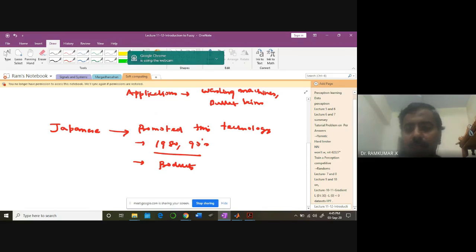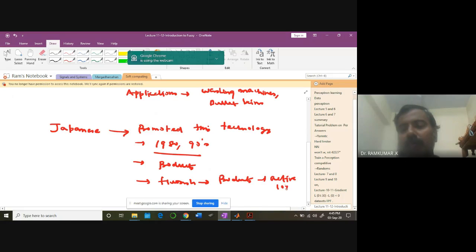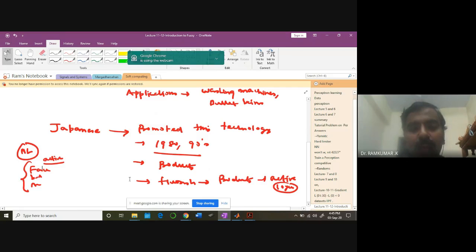Because any technology will flourish with products. For example, the machine learning community has been very active the past 10 years. The reason is all the big giant companies like Facebook, Google, Amazon have adopted machine learning. That's why the technology is very active now. Researchers are working and everyone is trying to concentrate. In the same manner, during the 80s and 90s, the Japanese came up with fuzzy logic and promoted it by applying it in many products.